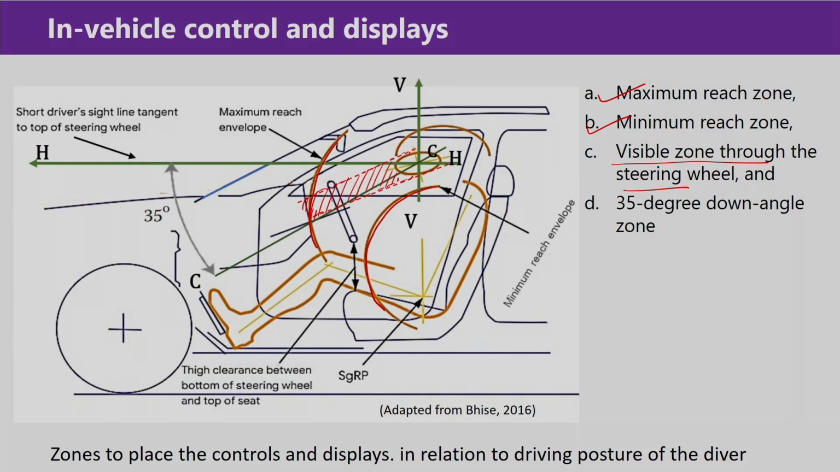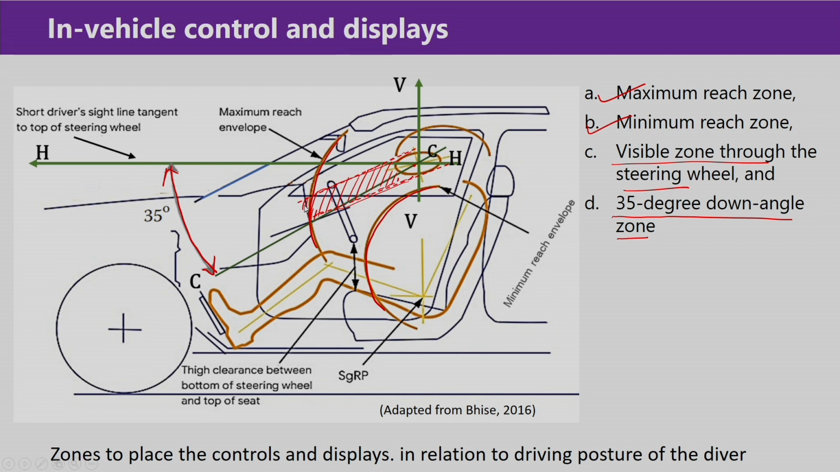This area is decided by making this type of tangent line from the 95th percentile eye ellipse. This is the upper boundary and this is the lower boundary. Now, the next important zone for positioning other displays and controls is the 35° downward angle zone. From the center of the eye ellipse, if we draw a straight horizontal line ahead, this is mentioned as the HH line, and from that line we go 35° downward.